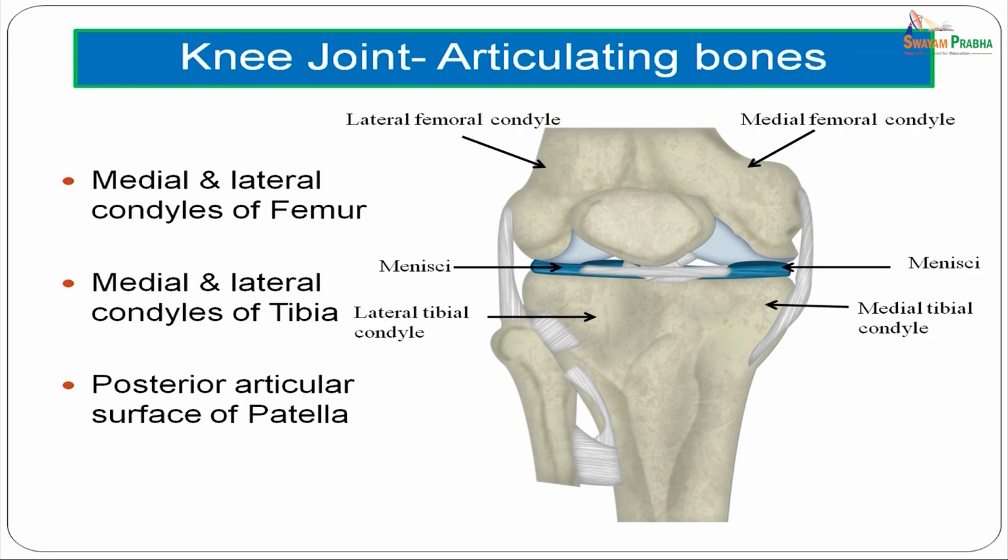The knee joint, if you see, has articulating bones which are formed by the lower ends of the femur and the upper ends of the tibia. In this particular picture, you see the lateral femoral condyle articulating with the lateral tibial condyle, the medial femoral condyle articulating with the medial tibial condyle, and you have the patella which is articulating with the lower end of the femur.